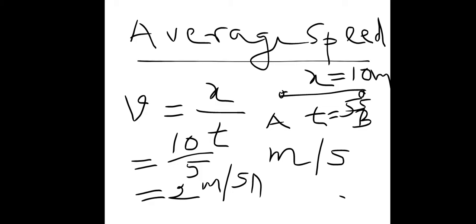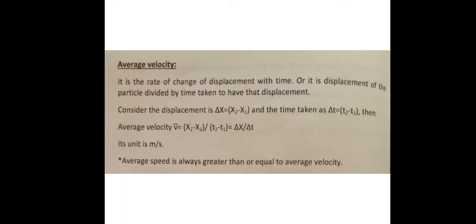So we were in the chapter motion in a straight line. In the last video, part 3, we discussed average speed. We understood what average speed is, how to calculate it using the equation, and also noticed the unit for average speed. Today we'll move to the next topic, that is average velocity.